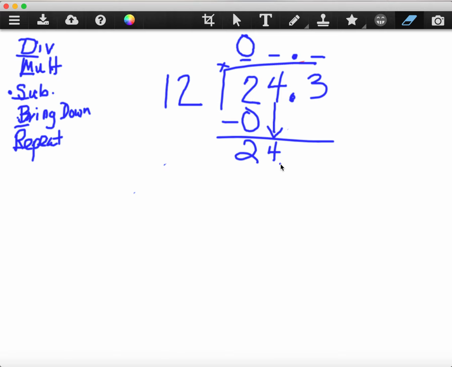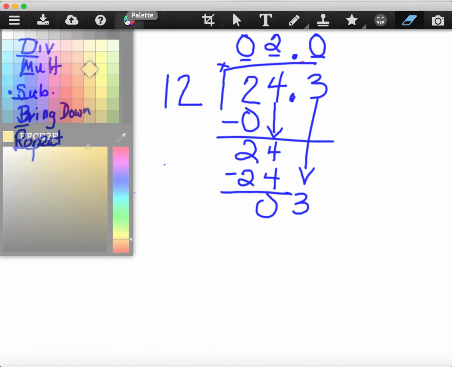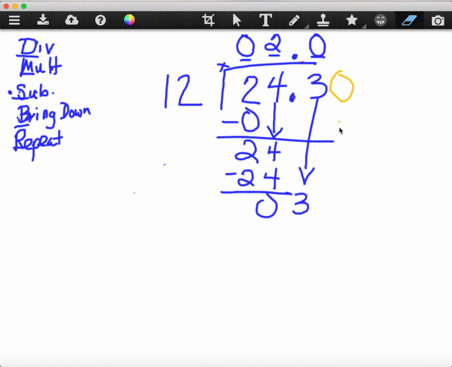Bring down the next number. 12 times what's 24? Well, if you know your 12s tables, you'll know it's 2. 12 times 2, there's our multiplying. 24, subtract, bring down. Okay, 12 goes into 3. It can't, so we're going to put a 0 here, but we can't leave the 3 by itself, so we're going to go ahead and add, I'm going to do it in a different color, a 0. Okay, because we can add zeros onto decimals.